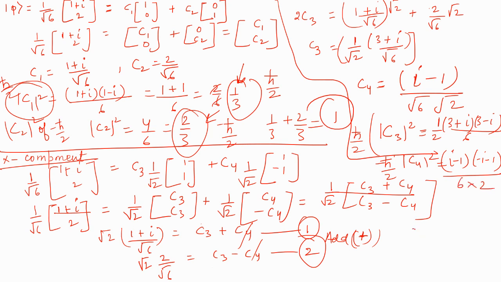So C3 will come, how much? 9 plus 1, 10 upon 12, 10 by 12 is 5 by 6. If C3 is coming 5 by 6, then definitely C4 will come 1 by 6, because 5 by 6 plus 1 by 6 is equal to 1. And C4 will come 2 upon 12, so 2 by 12 is 1 by 6.